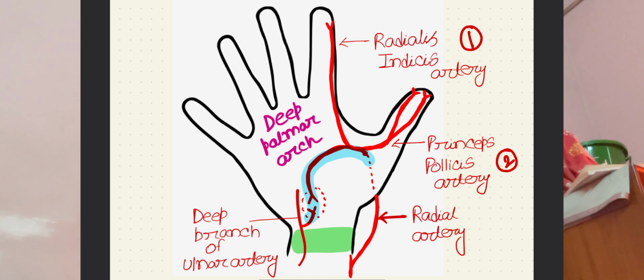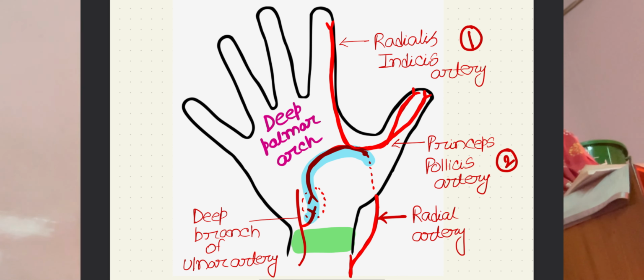palmar surface. As soon as it comes to the palmar surface, the artery is forming the arch, and the arch is shown here in blue highlighter, and this arch is completed by another branch of the ulnar artery, called the deep branch of the ulnar artery, that is also shown here. So this is about the deep palmar arch, which is formed by the radial artery itself and the deep branch of the ulnar artery, highlighted in blue color.